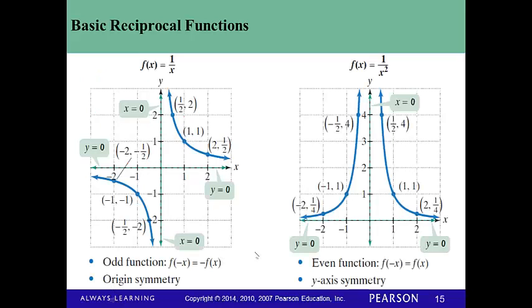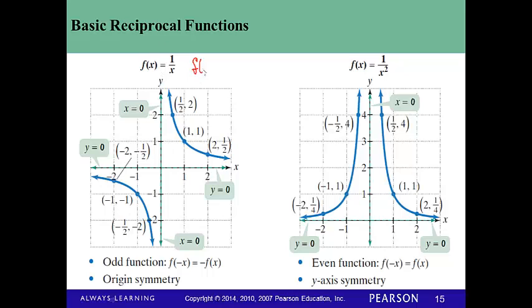Okay, so now that we began talking about rational functions, we can get into the reciprocal functions. There are two of them that we normally work with: f of x equals 1 over x, and f of x equals 1 over x squared. Here are some characteristics about them. f of x equals 1 over x is an odd function. So basically, if you were to do f of negative x, it would be the same as saying negative f of x. I can show you this up here.